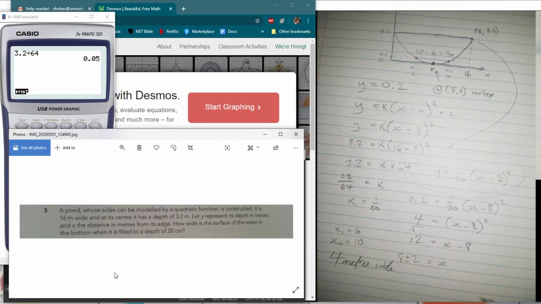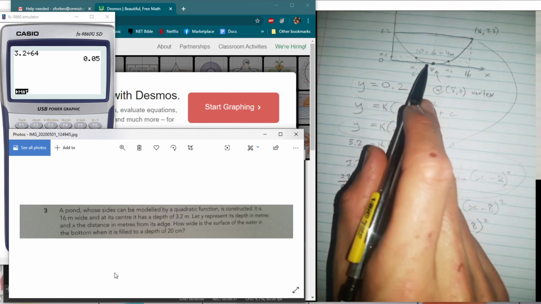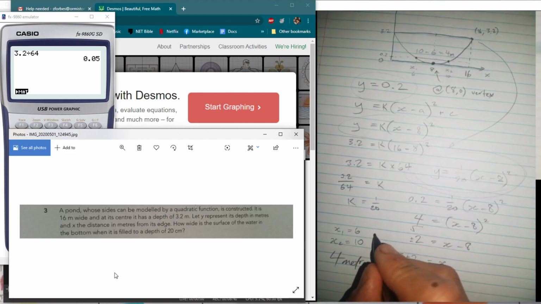Probably should show them some working that's not just sitting up on the picture here. So I'll just do that here. 10 minus 6 equals 4 meters. That's messy as, but it showed you my thinking process, which I think is useful.